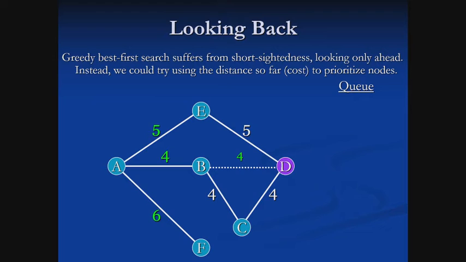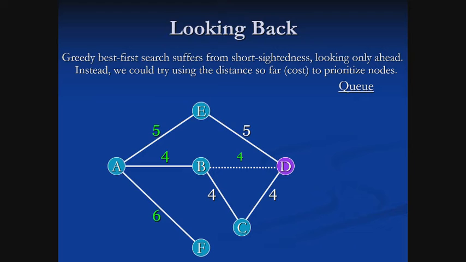Another option we could do would be looking back. So instead of trying to evaluate this heuristic, this estimate of how close we are to the goal, we'll actually sort our nodes by how much it cost us to get there. So this looking back will be the total cost from the start of our search to our current state. And this algorithm will also be based off of breadth first and will work very similarly.